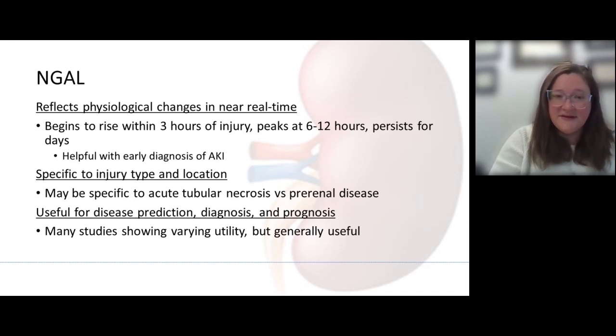It is somewhat specific to the injury type or location. So again, because this does reflect tubular damage, it is good for differentiating potentially the difference between acute tubular necrosis versus a prerenal disease. And lastly, NGAL, as you already know and have heard, is very useful for prediction, diagnosis, and prognosis of AKI. And there's a lot of studies that have shown this, and you've heard about many of them. While there is some varying sensitivity and specificity shown, by and large, this is considered to be a very useful biomarker.